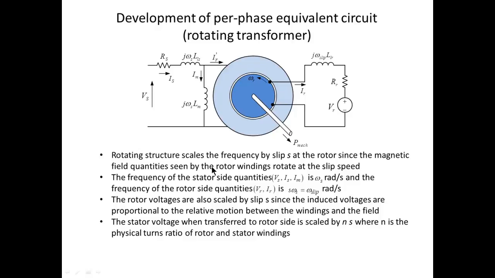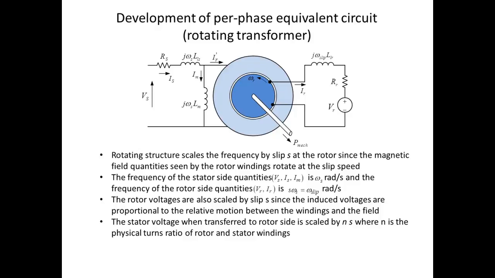So that is one of the key differences brought about by the rotating structure. The frequency of the stator side quantities, like Vs, Is, and the magnetizing current, are all at omega s radians per second, whereas the frequency of the rotor side quantities are at omega slip. Now S, the slip S, is the per unit omega slip. So it is omega slip divided by omega s. Therefore we can write the rotor side quantities frequency as S times omega s as well.